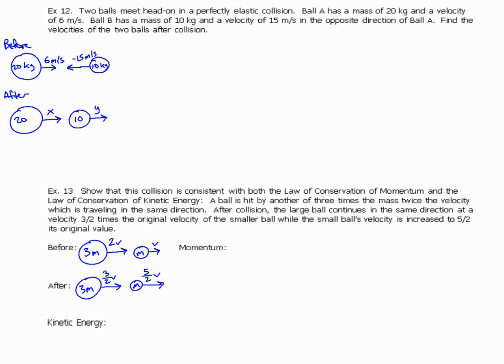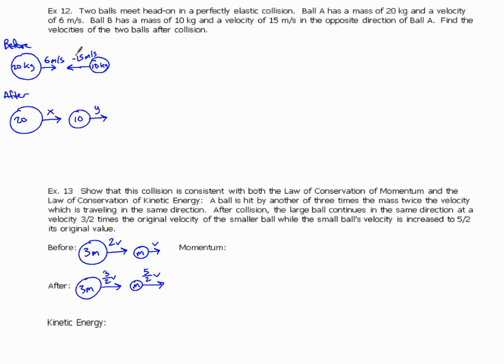Example 12: 2 balls meet head-on in a perfectly elastic collision. So I've already got my picture here. Ball A has a mass of 20 kilograms and a velocity of 6 meters per second. Ball B has a mass of 10 kilograms and a velocity of 15 meters per second in the opposite direction of ball A. So when you're looking at this 15, it says in the opposite direction, that's your cue to put in a negative sign. If they have different directions, they have different signs.